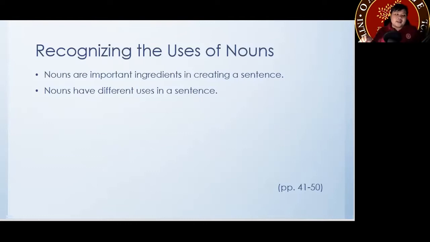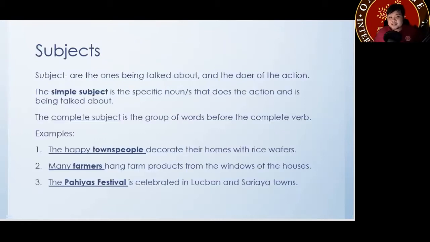Now, these are some of them we already discussed for those of my former students last school year. I hope you guys remember them. All right, so let's go with the first one. Nouns that are used as subjects.